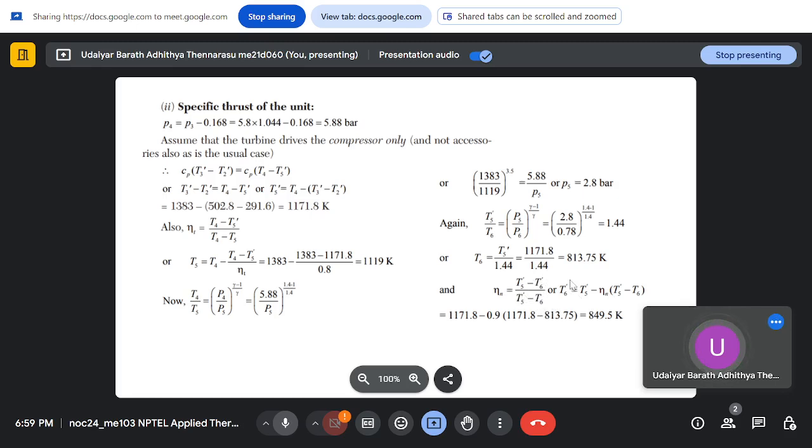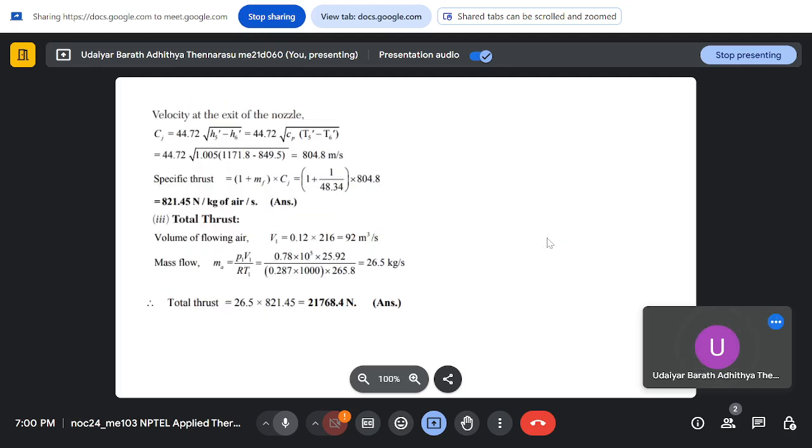So from this we can find out T6 dash as T6 dash equals T5 dash minus the nozzle efficiency into T5 dash minus T6. So substituting the temperature, my actual exit temperature is 849.5 Kelvin. So now I know the temperature at the exit. Using that I know the inlet condition and the exit condition, so I can estimate the velocity at the exit.